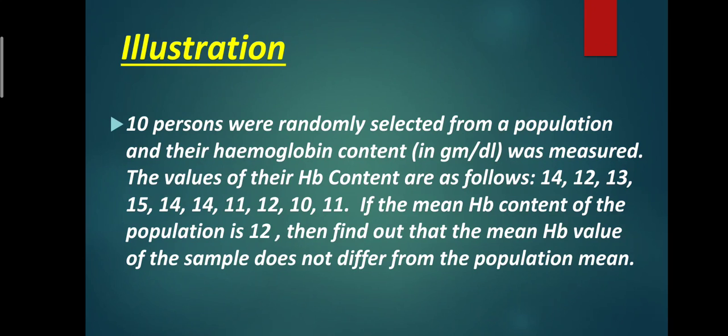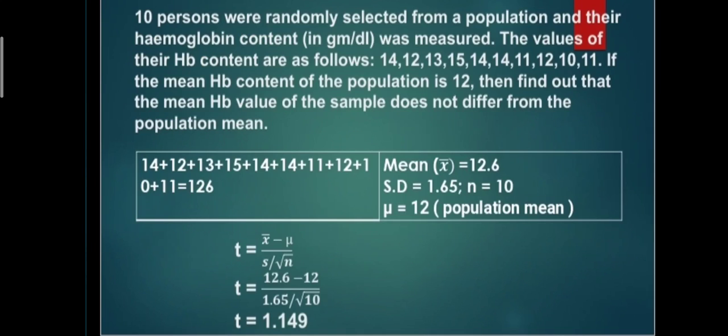If the mean hemoglobin content of the population is 12, then find out whether the mean hemoglobin value of the sample differs from the population mean. Okay, so it is very simple. You have a sample data, and from this data you will be calculating the mean value and standard deviation value, and you have a population mean that is 12. So you have to see the difference between this sample mean and the population mean.